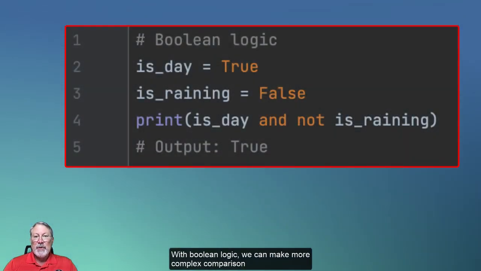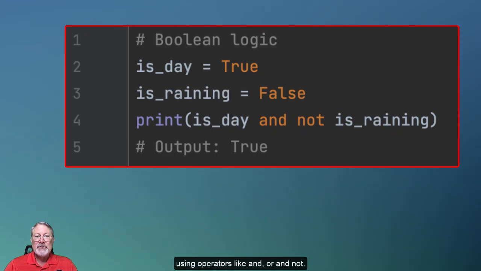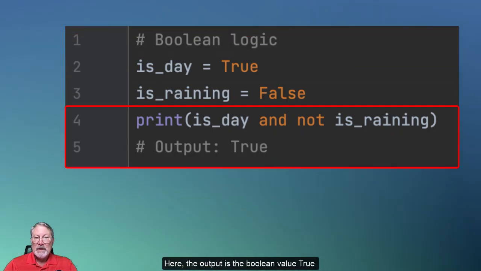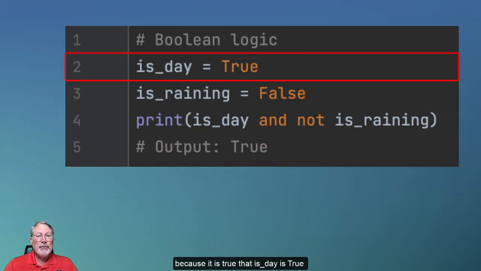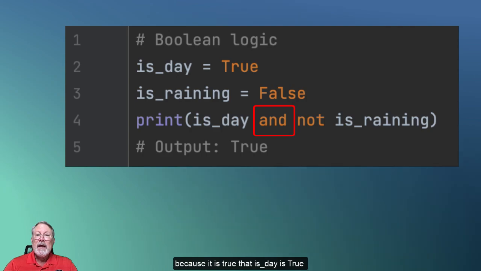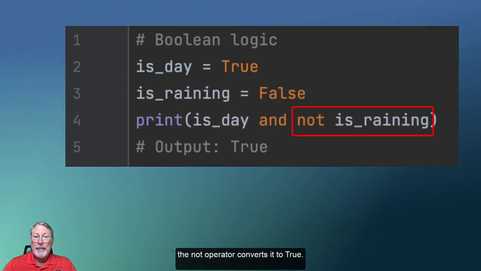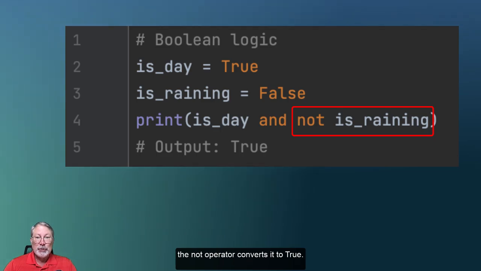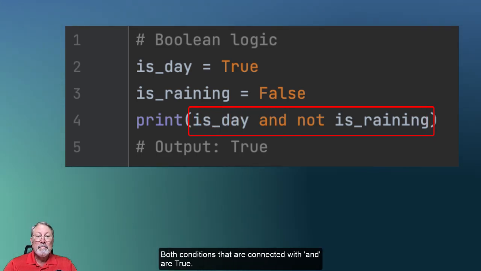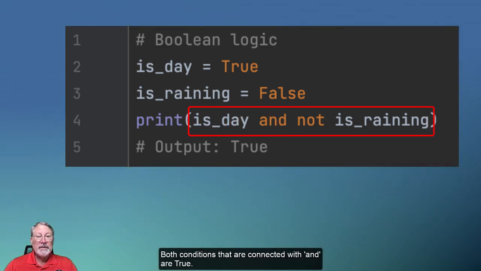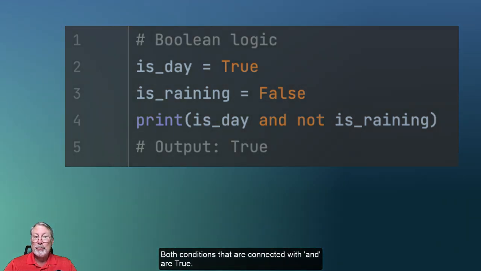With Boolean logic, we can make more complex comparisons using operators like and, or, and not. Here, the output is the Boolean value True because it is true that isDay is true, and while isRaining is false, the not operation converts it to true. So, both conditions that are connected with and are true.